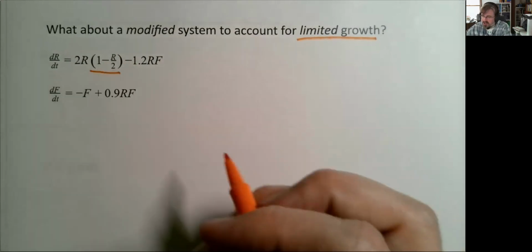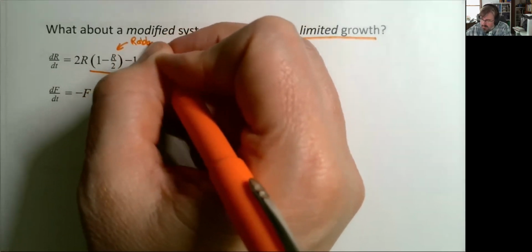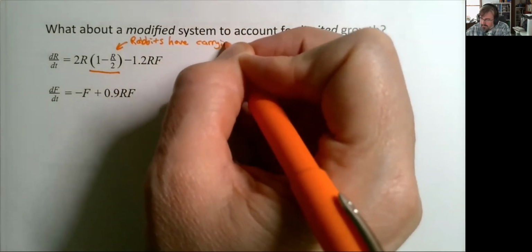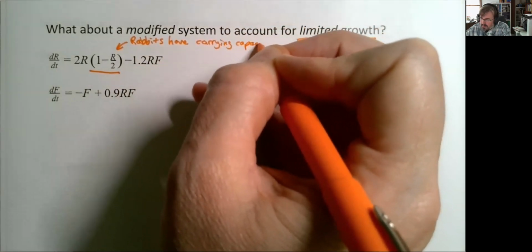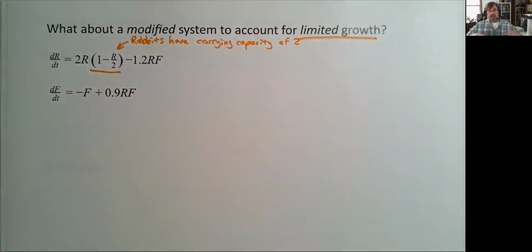And so this is suggesting the rabbits have a carrying capacity of 2. If they ever got up to 2 units of population, that's the upper limit for rabbits. But of course, the foxes are still there, and they're still going to be eating the rabbits. So don't get too worried.